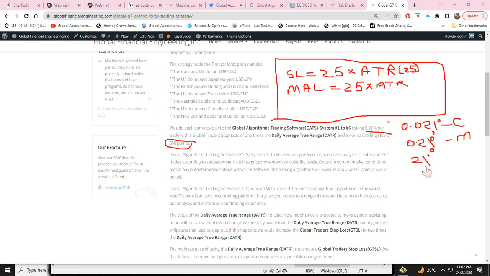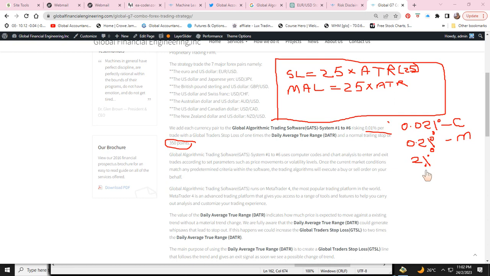But sometimes we tend not to use this. For small accounts, you will have to vary that, and we have a different risk model where we reduce the contract size and the number of instruments in order to ensure that we don't overtrade. But I want to focus the lecture strictly now on this particular strategy that we programmed within the Global Algorithmic Trading Software.